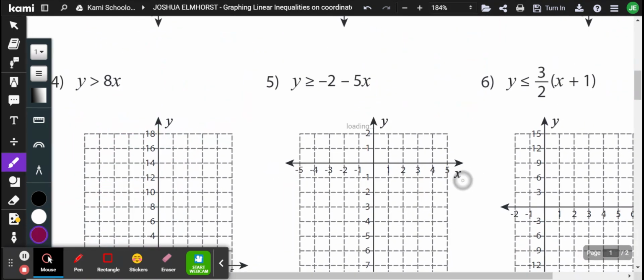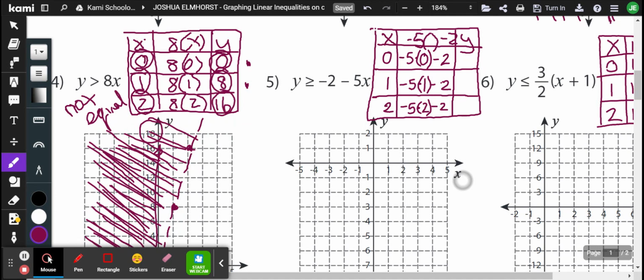Should we starting to get the hang of it here? So here we're going to take out the x and then put in 0. So 0 times negative 5 is 0, minus 2 is negative 2. That's going to be 0, negative 2. And we take out x and put in 1. 1 times negative 5 is negative 5. Minus 2 is going to be negative 7.